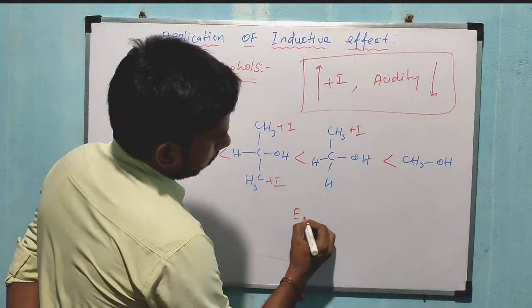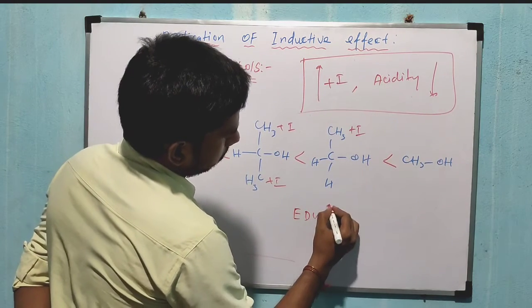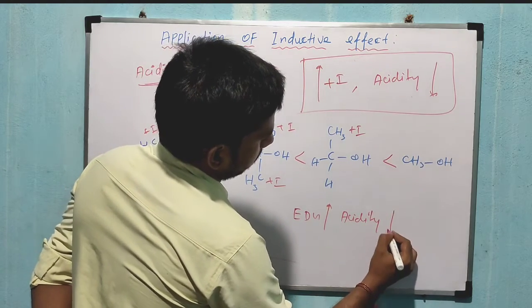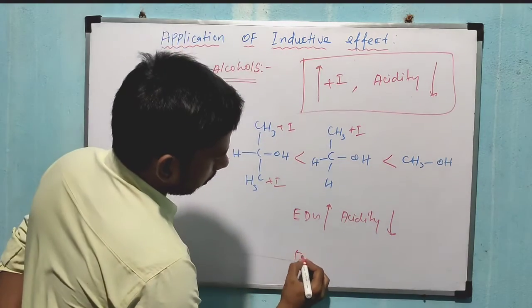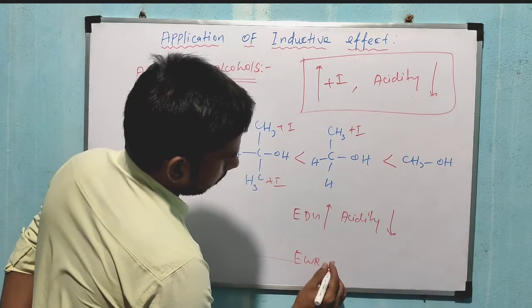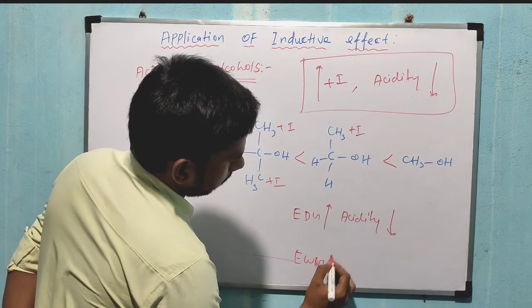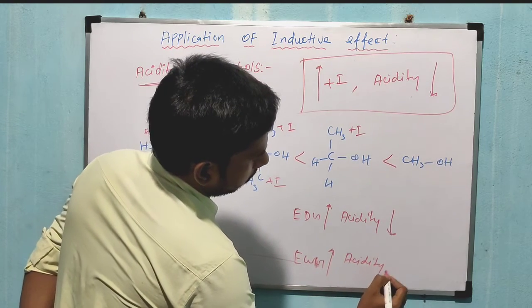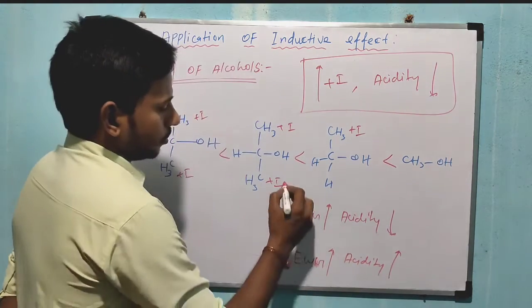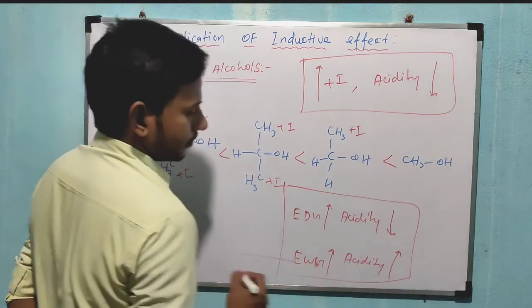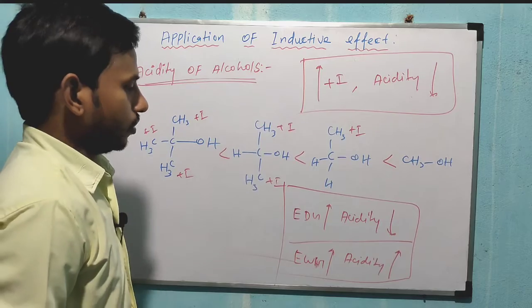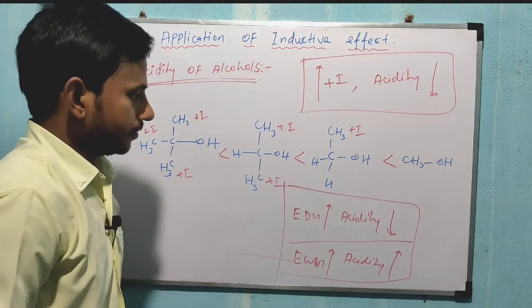Electron donating group increases, acidity of alcohol decreases. Electron withdrawing group increases, acidity of alcohol increases, right? So these are also very important points. Already we have discussed this in the last class also. So keep it in your mind, right?